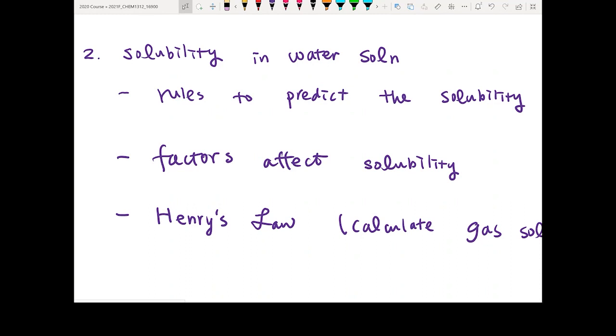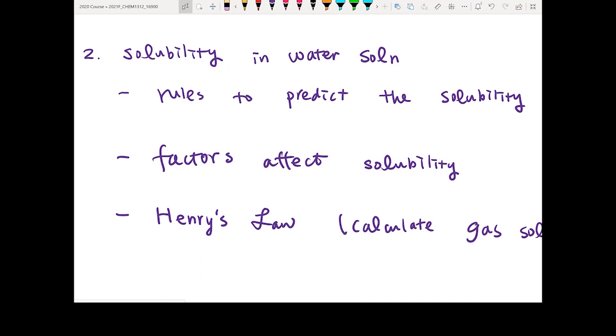Once we know how to predict whether two substances, when mixed together, are going to form a solution or not, the next thing is to know what factors affect the solubility. Basically we're going to tell you how the temperature affects the solubility, and how the pressure affects the solubility. And at the very end, we are going to apply all these things and summarize with one very famous equation called Henry's law.